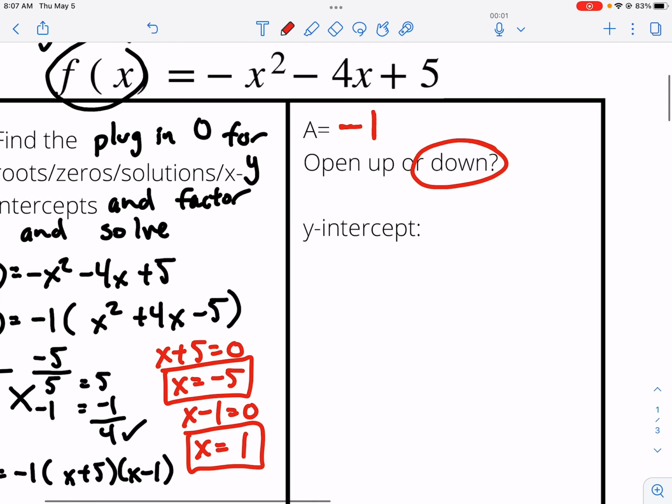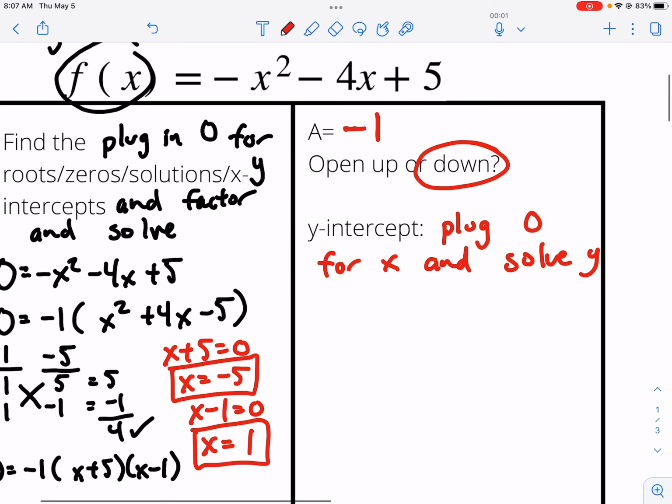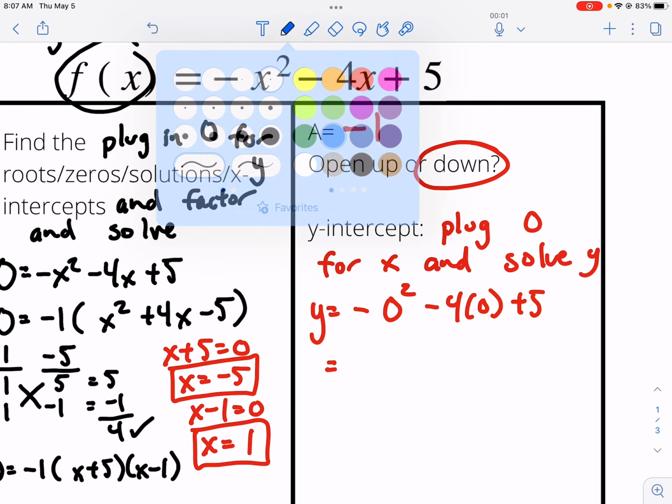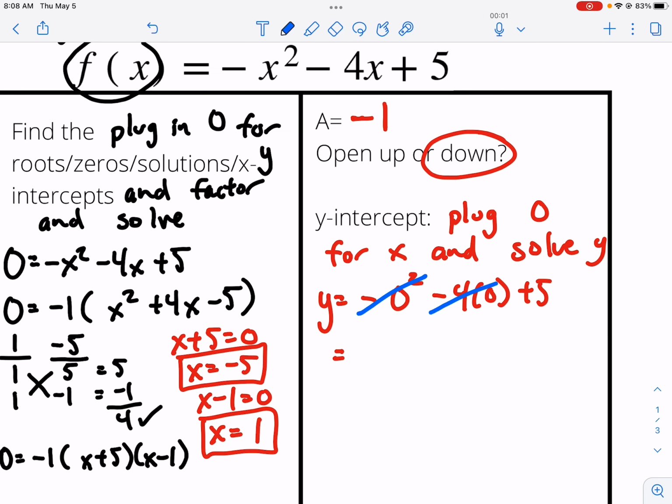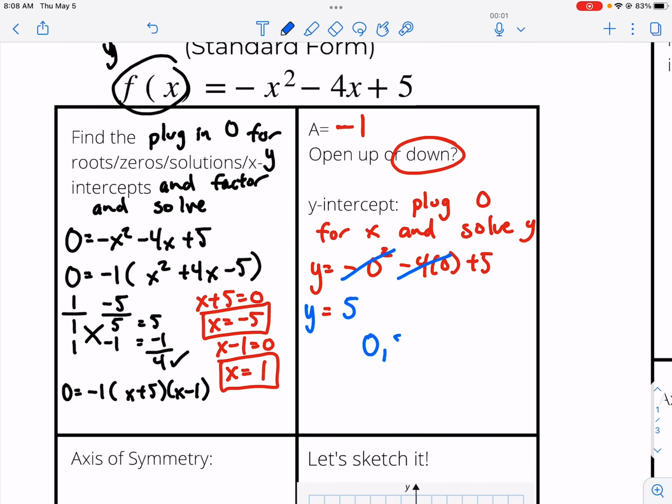And for the y-intercept, we're going to plug in 0 for x and solve for y. So we'll have y is equal to negative 0 squared minus 4 times 0 plus 5. So this is going to cancel out. 0 to the power of 2, negative cancels out. And the only thing I'm left with is y is equal to 5. So my y-intercept will be 0, 5. 0 from here, and then 5 from here.